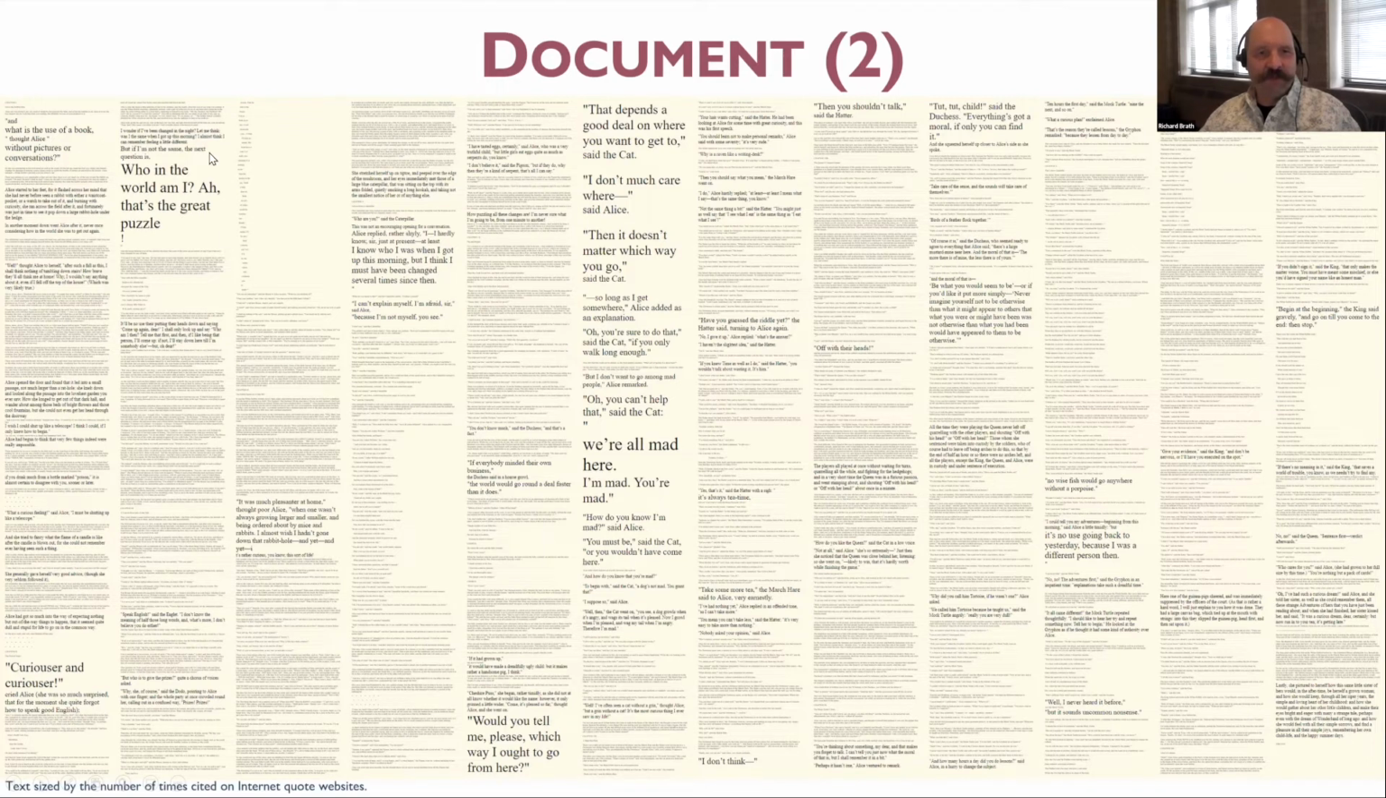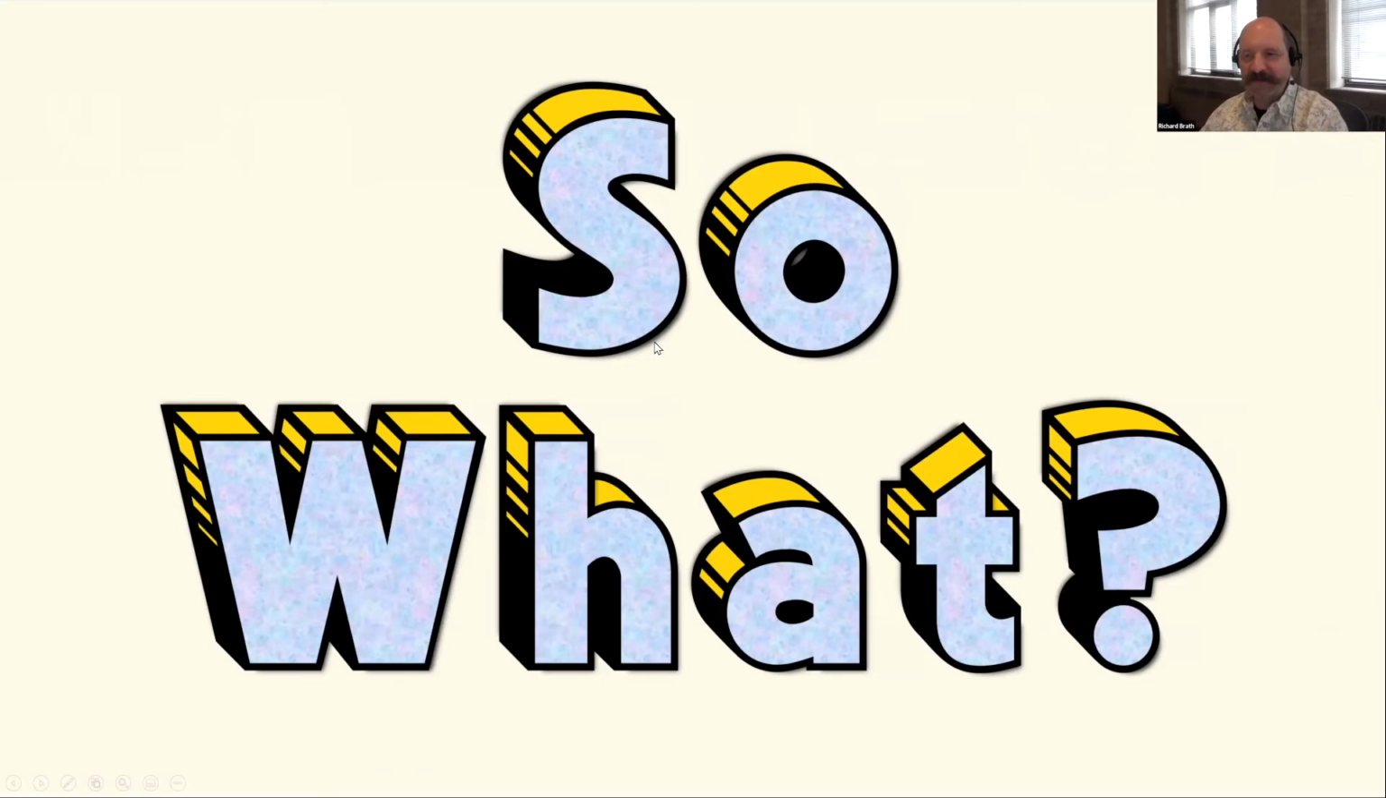"Who in the world am I? Ah, that's a great puzzle." And then here we can see lots of large text in the end of chapters 5 and 6. What we're looking at is basically Alice talking to the cat. Much of that is very popular, and most popular overall is "We're all mad here," which is probably a really good way to end 72 wildly crazy visualizations from Alice in Wonderland.